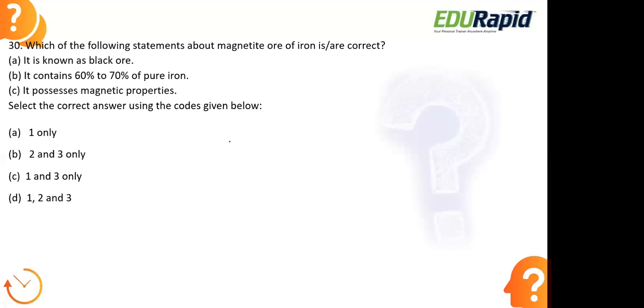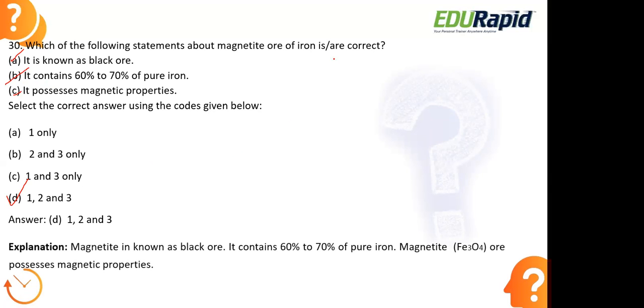Okay, let us look at the answer. The right answer is option D. Here all the statements are correct: first, second, as well as third. All three statements are true according to the magnetite ore that we use.